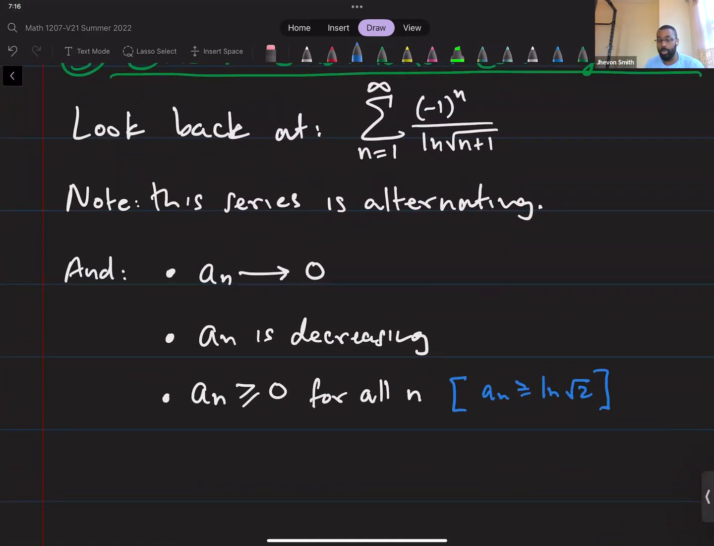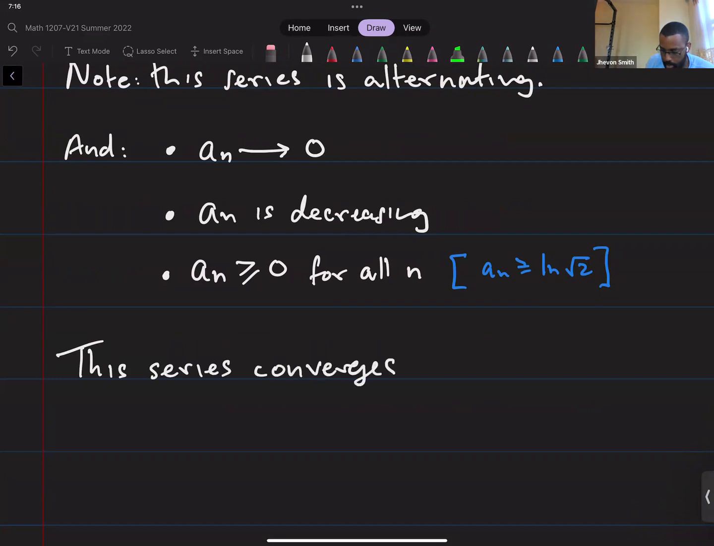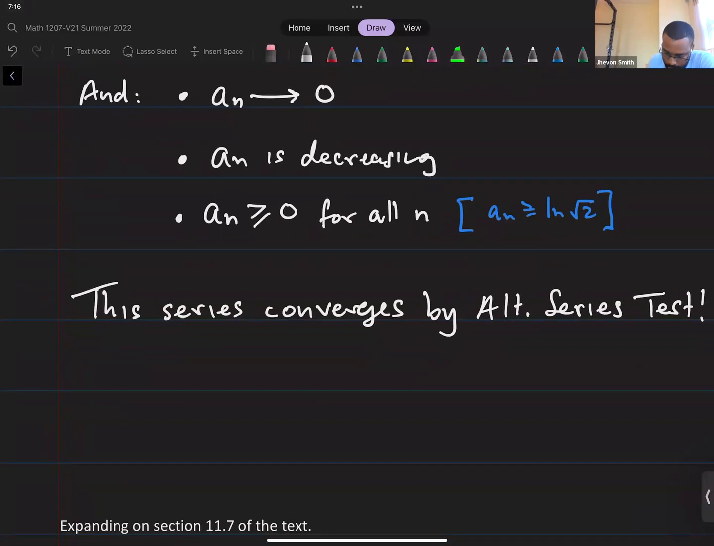So we know it's positive. We know it approaches 0 because we got that in the test for divergence. And we also know it's decreasing. I mean, technically you have to say a little bit more about that, but here it's painfully obvious it's decreasing because the numerator is constant. And so this actually converges by the alternating series test. And what that means is the original series converges what we call conditionally.